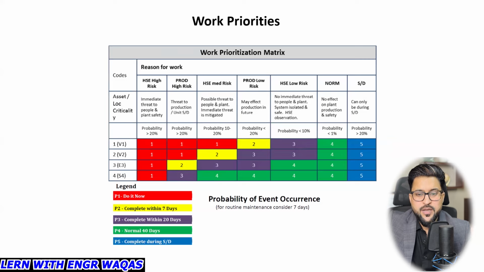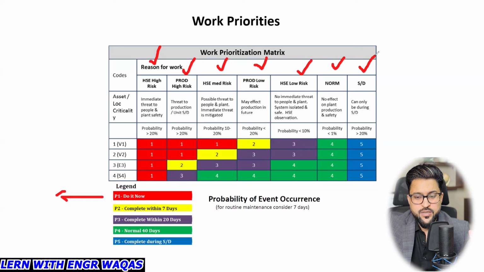This is actually the prioritization matrix, probability and impact. You can see that there are different kinds of combinations. Here you can see HSE high risk; production high risk; HSE medium risk, production low risk. So you can see there are different colors, probability greater than 10, 20%, then this one. All the red color things are do it now. You can understand it, right? This is low risk, normal, and this is going to be part of shutdown, right?